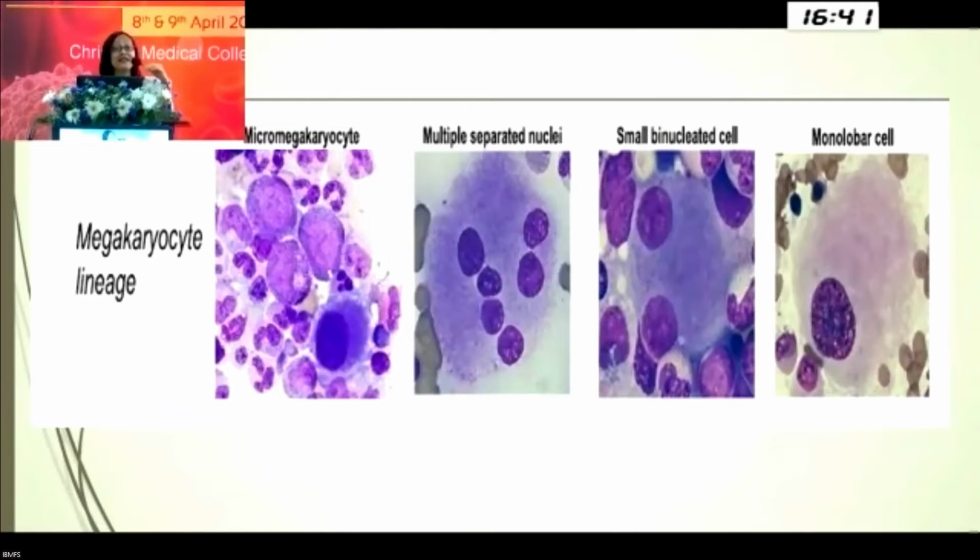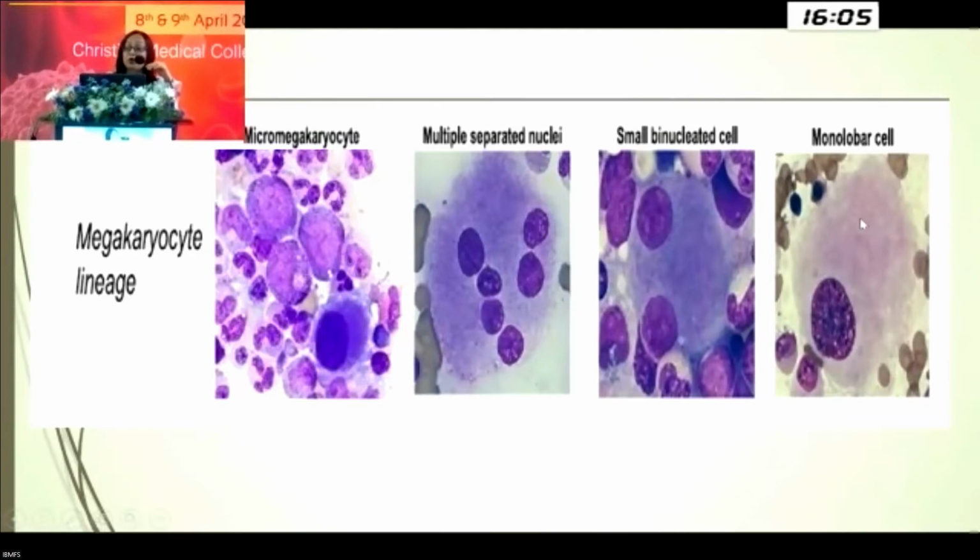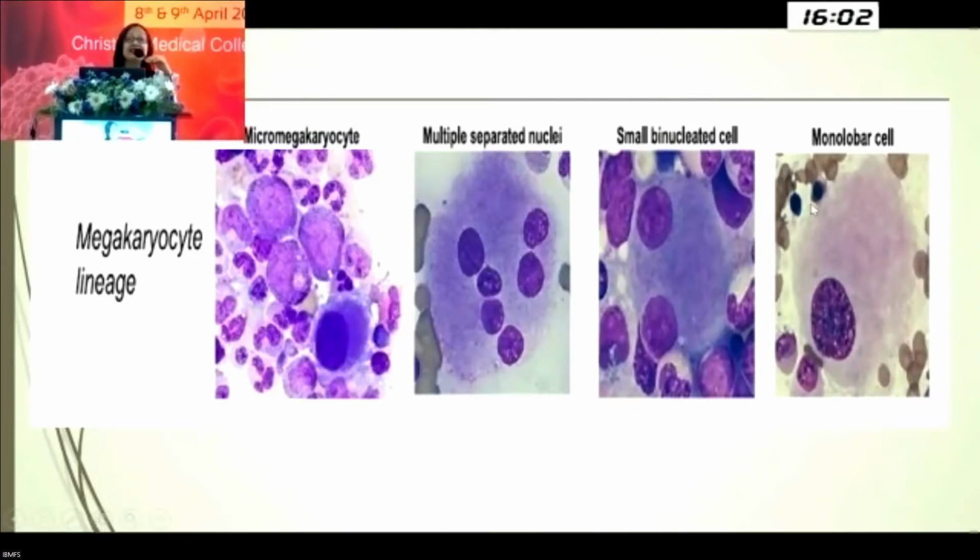Coming to the dysplastic features affecting the megakaryocytic lineage, the most specific dysplastic morphology is the presence of a micromegakaryocyte. If there is a micromegakaryocyte, the diagnosis is most often MDS. A micromegakaryocyte is a small megakaryocyte which is equal to or smaller than a promyelocyte and which is non-lobated or hypolobated, as you see here. This is another dysplastic megakaryocyte with widely separated nuclei. This is a small binucleated megakaryocyte, and this is a large monolobated megakaryocyte. So all these are different dysplastic forms of megakaryocytes.